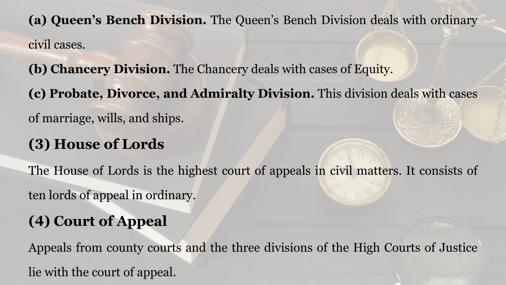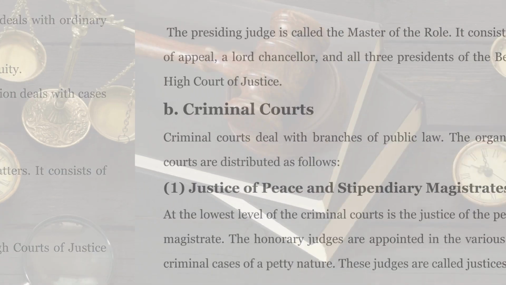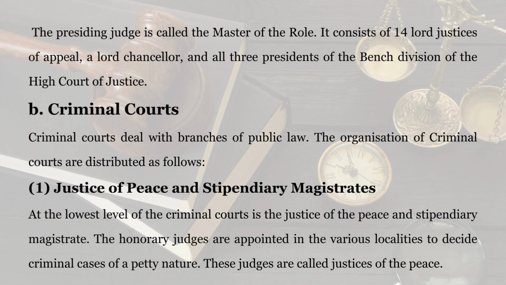4. Court of Appeal. Appeals from county courts and the 3 divisions of the High Court of Justice lie with the Court of Appeal. The presiding judge is called the Master of the Rolls. It consists of 14 Lord Justices of Appeal, a Lord Chancellor, and all 3 presidents of the divisions of the High Court of Justice.